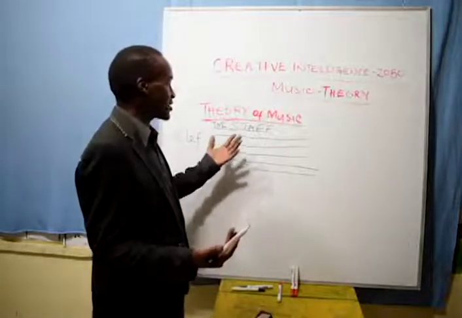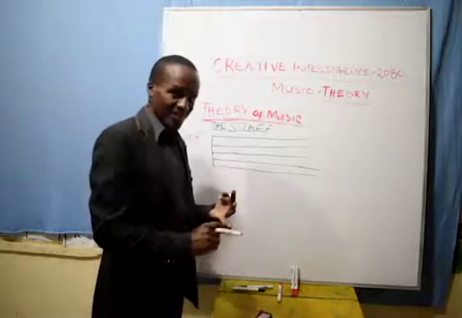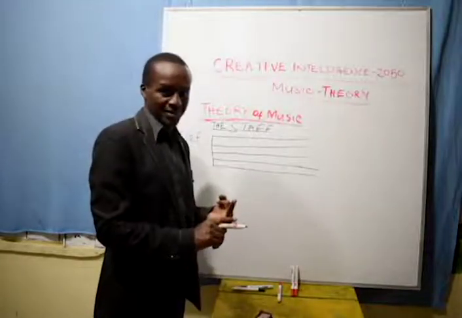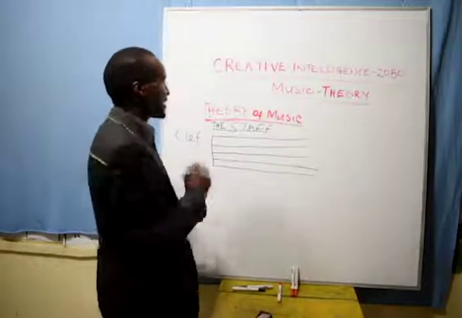A clef or the staff will be used to write music both for the voice and for the instrumentals. So when we have one set of 5 parallel lines, we call it a clef.